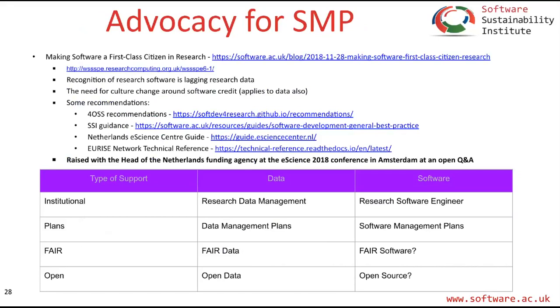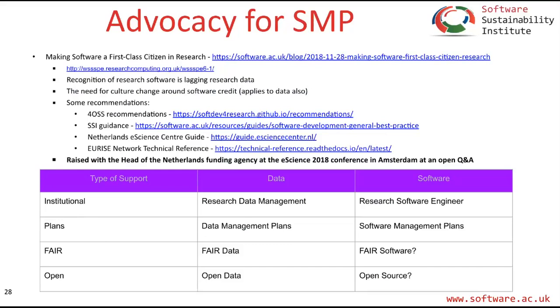So in terms of advocacy for software management plans, there's an article here on making software a first-class citizen in research and a workshop on sustainable software in science. It's about practices and experiences around sustainable software and science, and it was a satellite workshop run from the eScience 2018 conference in Amsterdam. It talked about the recognition of the need for use of software. It's lagging behind research data, and there needs to be a culture change around software credit. It also applies to data.